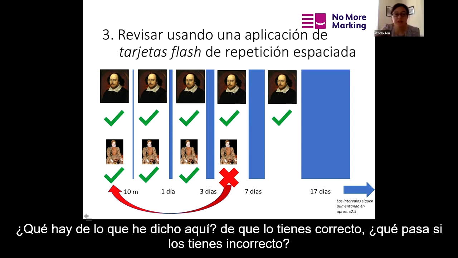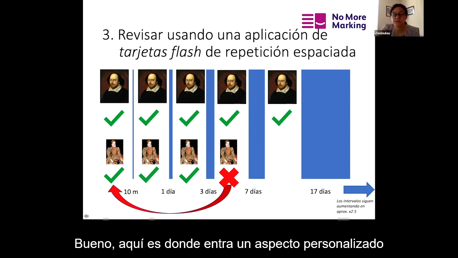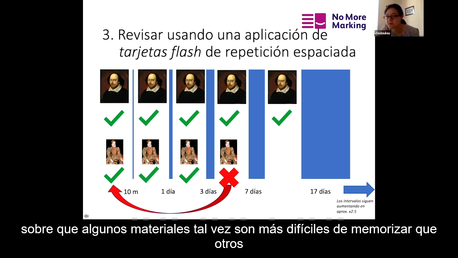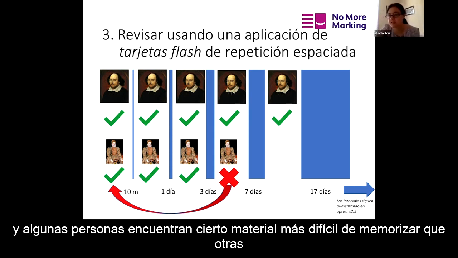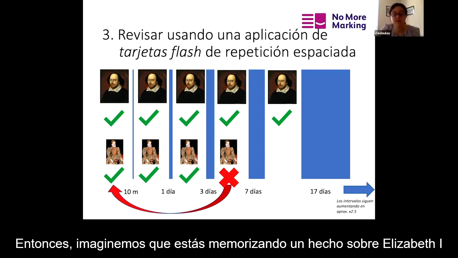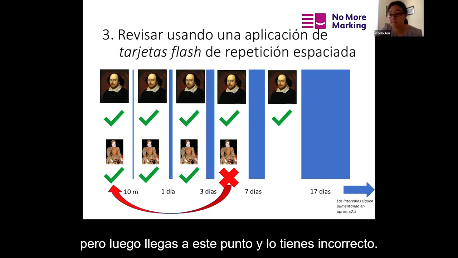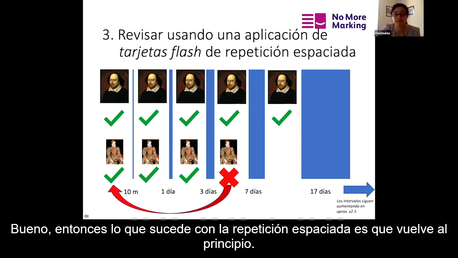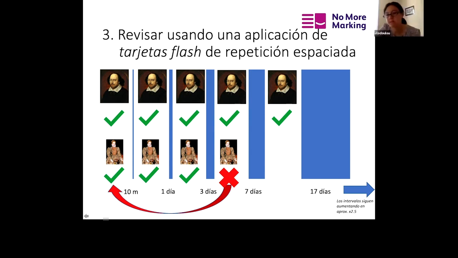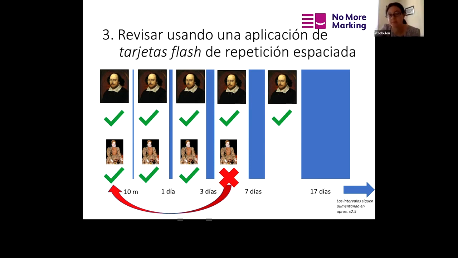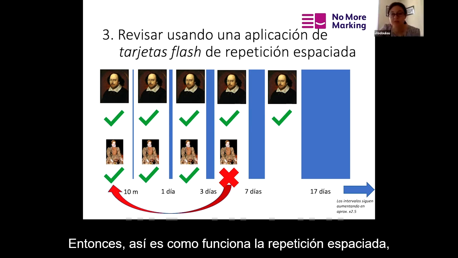What about though, I've said here you're getting it right, what about if you're getting it wrong? Well, this is where a personalized aspect comes into it. And this goes back to what I was saying earlier about how some material is just harder to memorize than others. And some people find certain material harder to memorize than others. That's absolutely right. So let's imagine you're memorizing a fact about Elizabeth I and you just find it a bit trickier and you get it right the first couple of times, but then you get to this point, you get it wrong. Well, then what happens with spaced repetition is it goes right back to the beginning. So you take it right back to the beginning and you set it at the start of the cycle again. So that's how the spaced repetition is working.